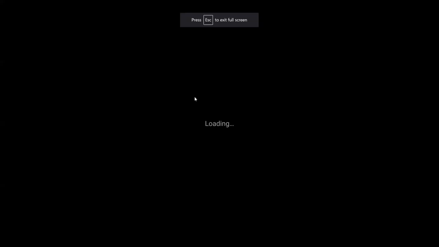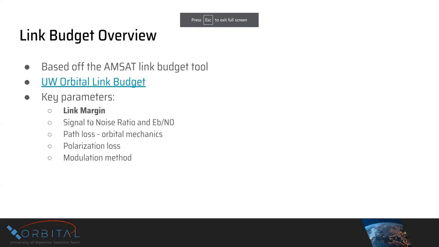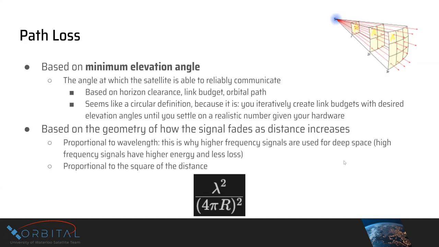Okay, so more details on that in the slides. Just to give a recap, some important things to remember are link margin, signal to noise ratio, and Eb over N0, path loss, polarization loss, and modulation schemes. These are what I'm going to cover. Okay, the first most important concept to know about is path loss.